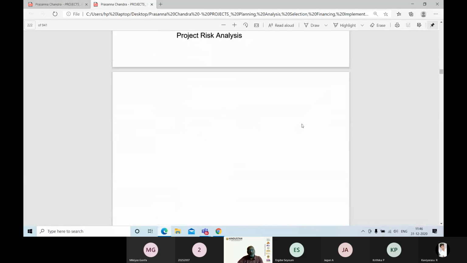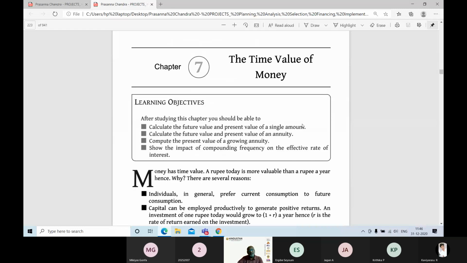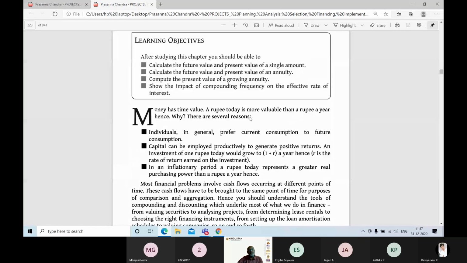Three, time value of money. Time value of money is nothing but converting the present value to the future value. What is the future amount? After studying this, what are the objectives to be fulfilled here? Calculate the future value and present value of a single amount. Calculate the future value and present value of an annuity. Compute the present value of a growing annuity. Show the impact of compounding frequency on the effective rate of interest. Money has time value. A rupee today is more valuable than a rupee a year from now.